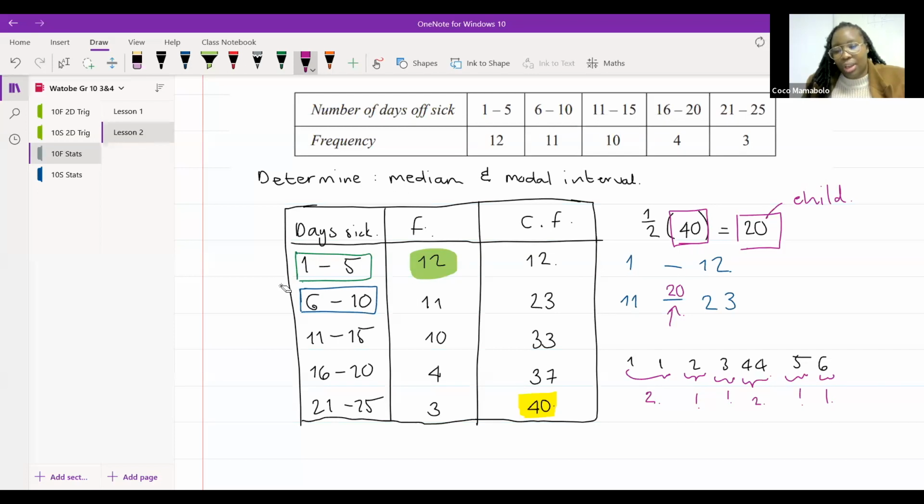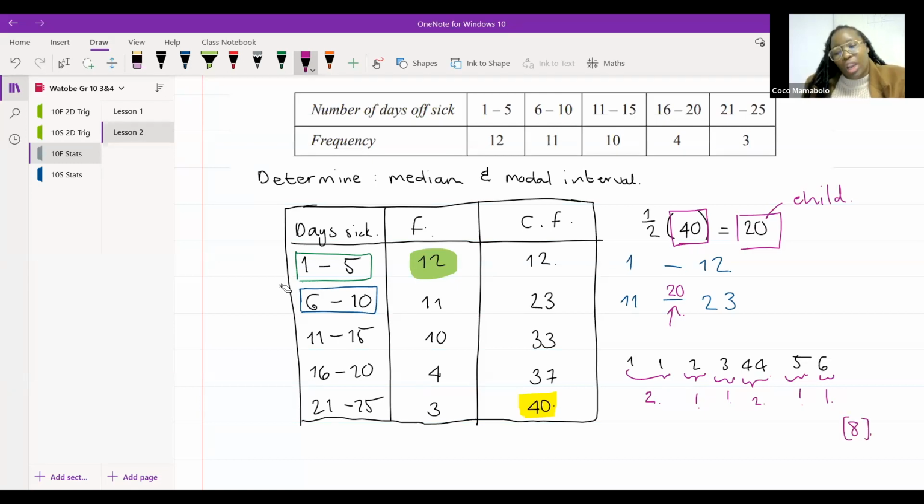No. How many numbers do I have altogether? You take all of these and you would add them up, right? You'd say 2 plus 1 plus 1 plus 2 plus 1 plus 1. That's 8. Good, it's 8. Correct.